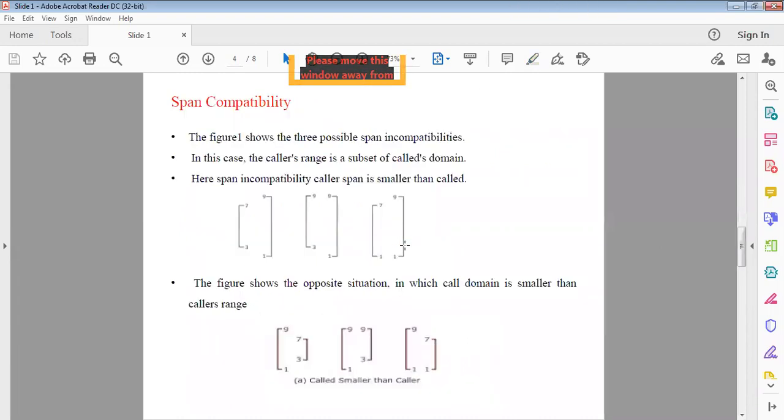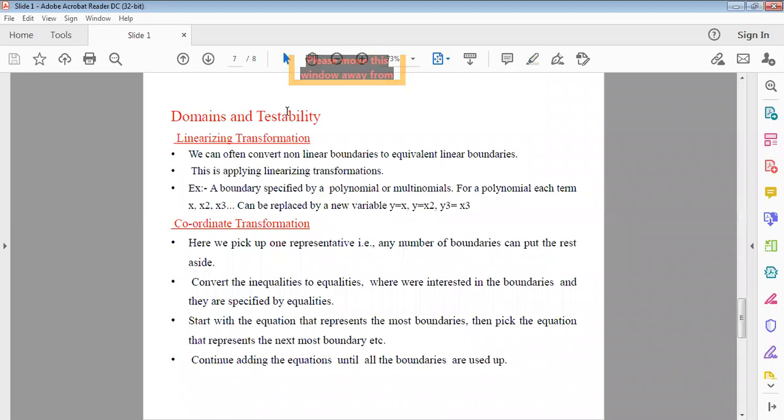So the next concept is domain and testability. Here we will check the testability of the domain. Previously we checked domain testing, then we saw domain interface testing, and now we will see domains and testability. Testability is nothing but transforming non-linear to linear, transforming the ugly domain into a nicer domain.